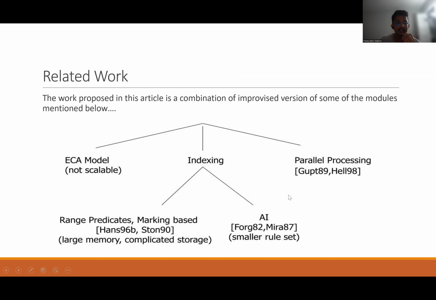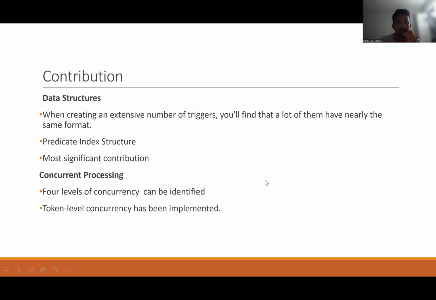So these articles' work is a combination of improved versions of some of the modules mentioned below. Now the contribution of this article is that whenever an extensive number of triggers is created, we find that a lot of them have nearly the same format. For concurrent processing, it takes 4 levels of concurrency, and of these 4 levels, token level concurrency has been implemented.